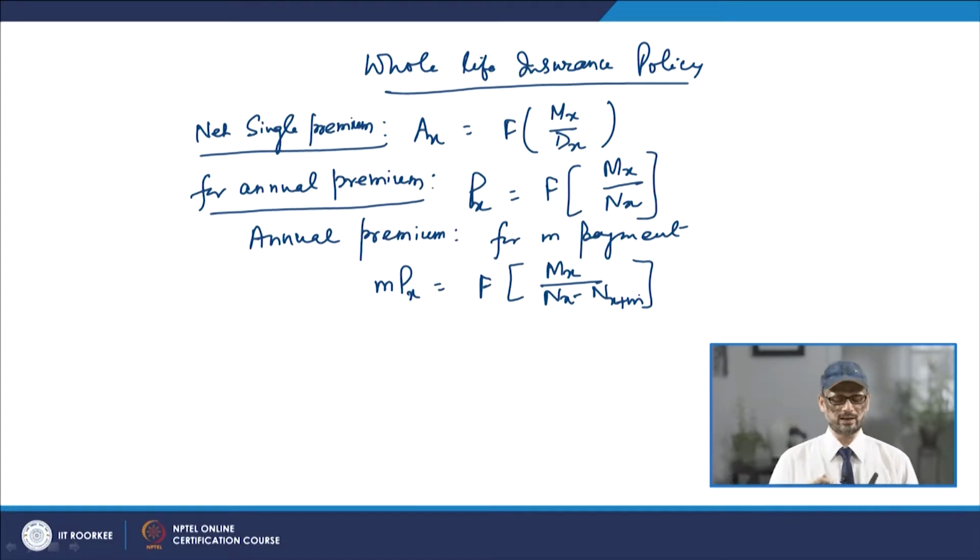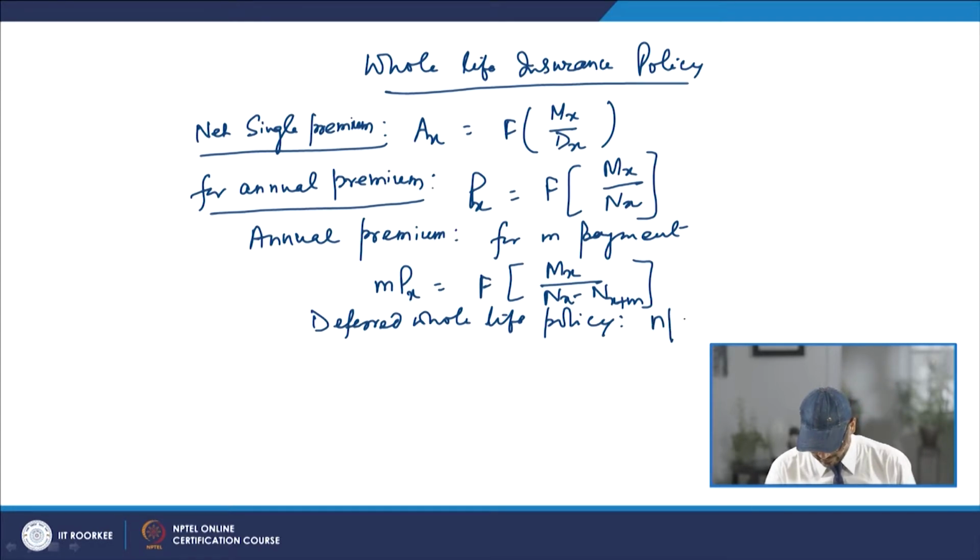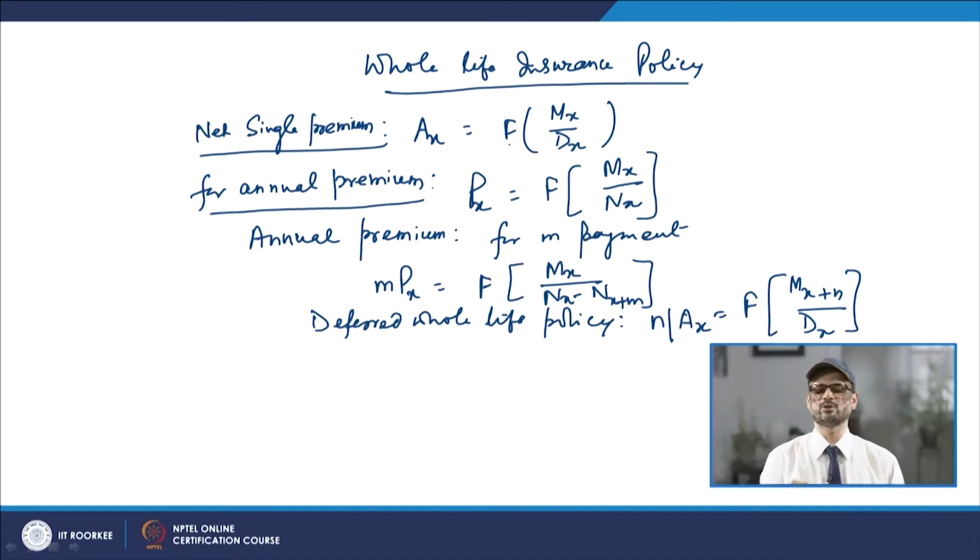Now, if you want to defer the whole life policy, for the net single premium of the deferred whole life policy, it is known as nAx, where the deferment period is n. It is basically F into M of x plus n divided by Dx. If you look here, Ax equals F into Mx by Dx. Here it becomes nAx, for the deferment period n, nAx equals F into M of x plus n by Dx.